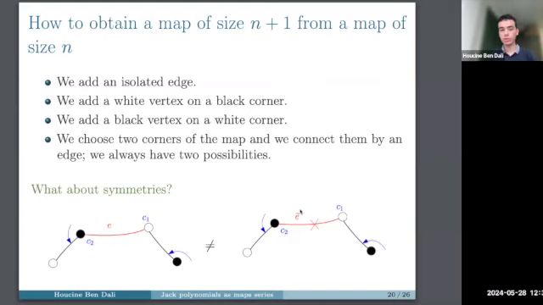We do not really like symmetries. So we always mark at least one corner in each connected component to avoid this kind of problem.